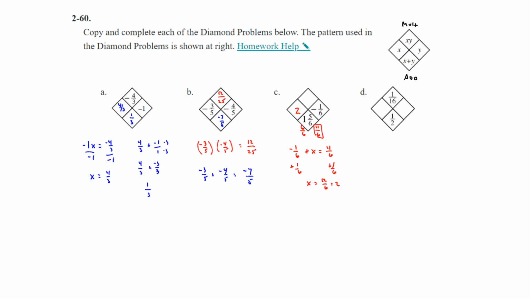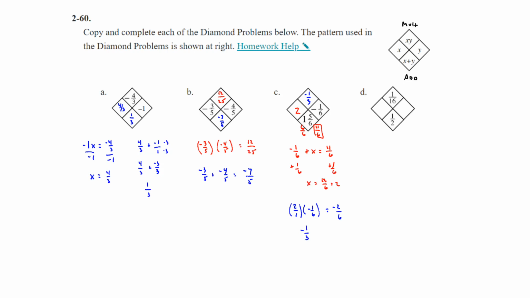And then to do the second part, which is the multiplication, 2 times negative 1/6. Remember, 2 as a fraction is 2 over 1. So if you want to write it that way, that's fine. Multiply straight across. 2 times negative 1 is negative 2. And then 1 times 6 is 6, which then can reduce to negative 1/3.